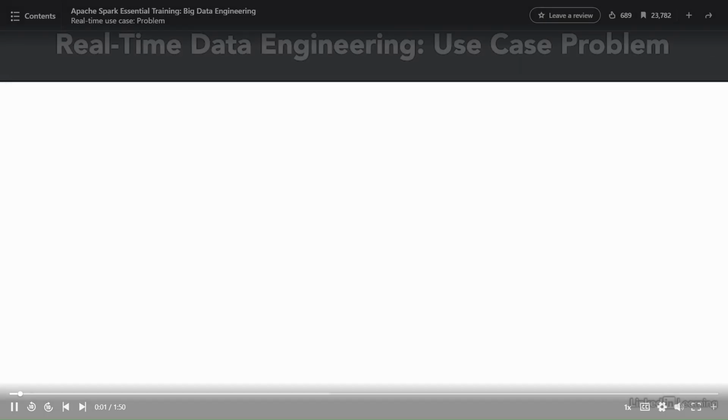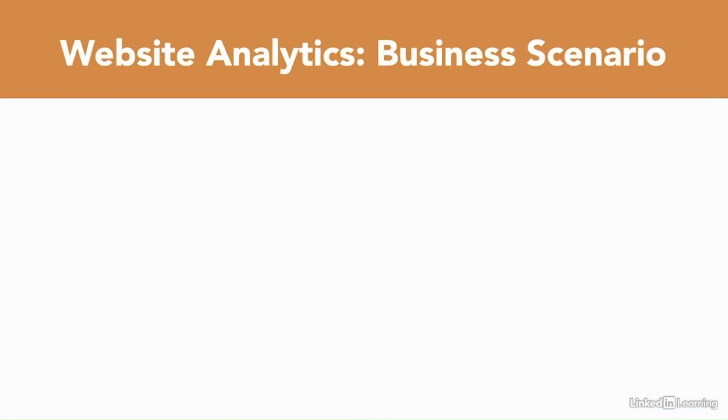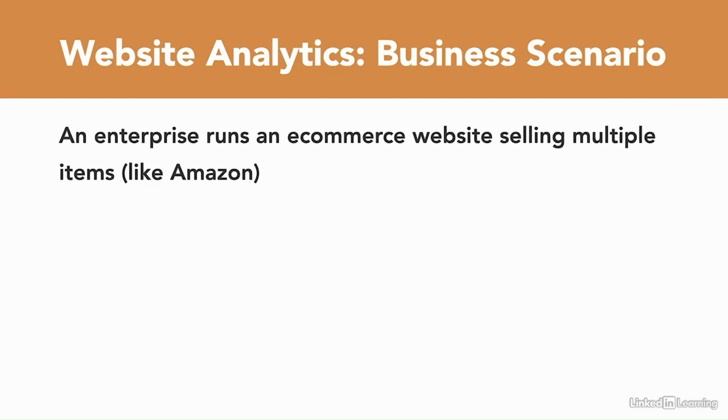What will a real-time data engineering solution be like? Let's design and implement an example real-time data engineering pipeline in this chapter. The business scenario for the real-time example is website analytics. An enterprise runs an e-commerce website selling multiple items, like Amazon.com. This website is used across multiple countries.